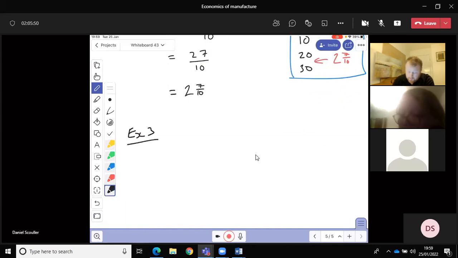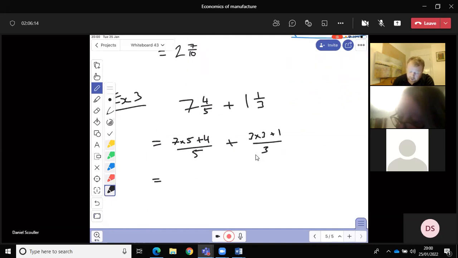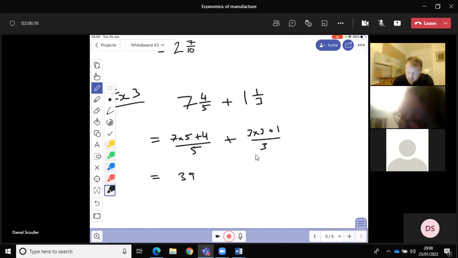Example 3, 7, oh, sorry. Plus this time, 1 1/3. So there's 7 wholes, so 7 times 5 plus your 4. 7 times 5 is 35, plus 4 is 39. 3 times 3 is 9, plus 1 is 10.